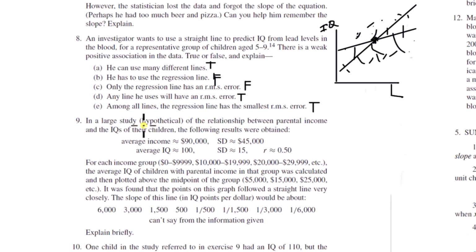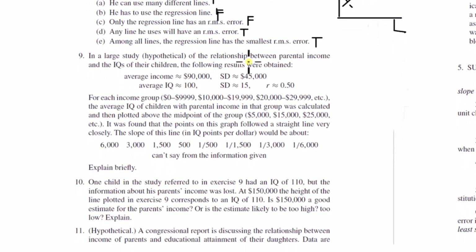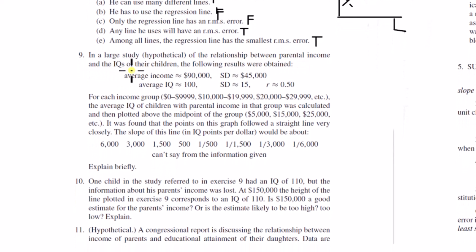Okay, in a large hypothetical study of the relationship between parental income and the IQs of their children, the following results were obtained. For each income group, these different vertical columns, we're predicting, they haven't said what from what yet, the average IQ of children with parental income in that group was calculated and then plotted above the midpoint of the group. Sounds like a point of averages deal here, right?